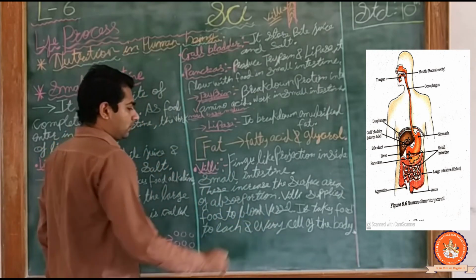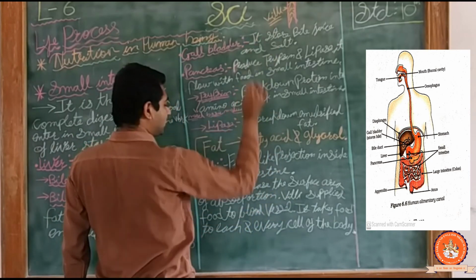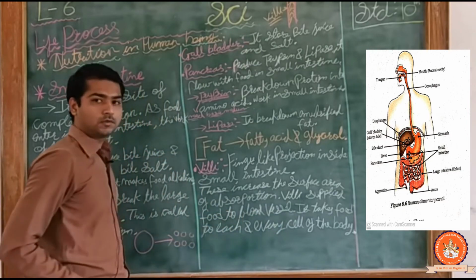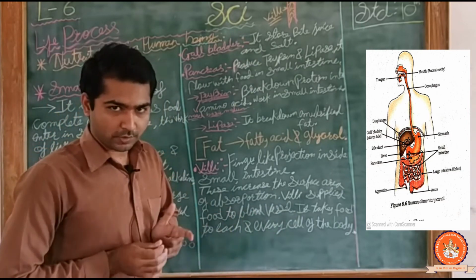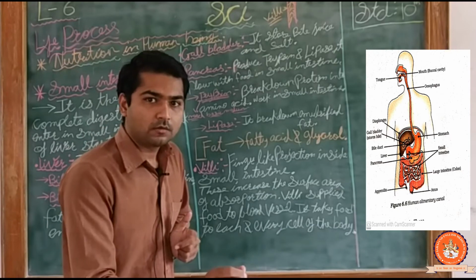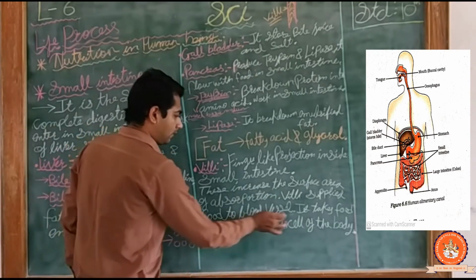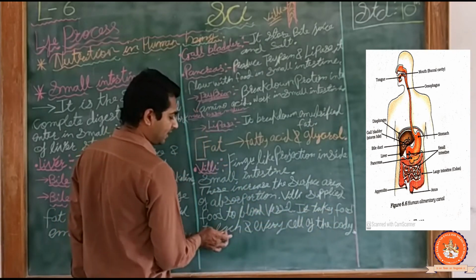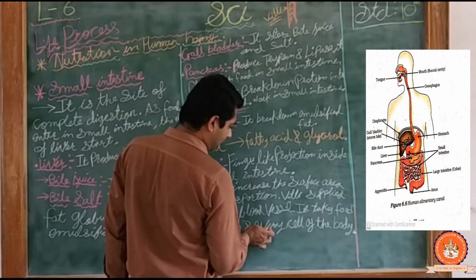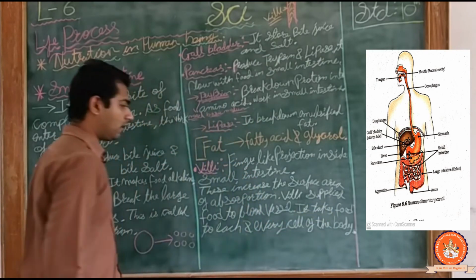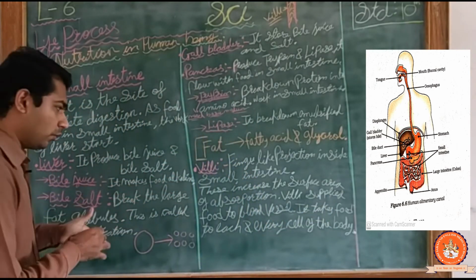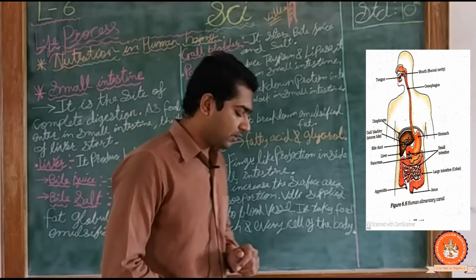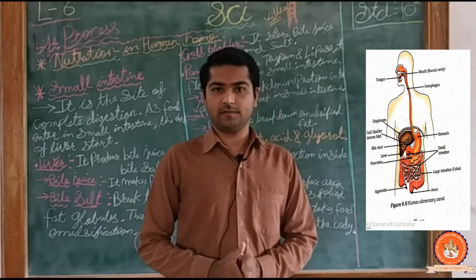So now villi absorb the energy and supply it to the blood vessel. Villi absorb the food and supply it to the blood vessel. Now this blood vessel takes that food and reaches every part of the cells in your body.